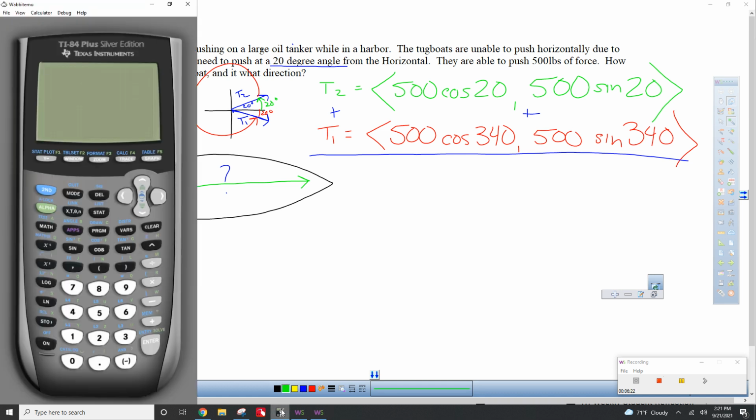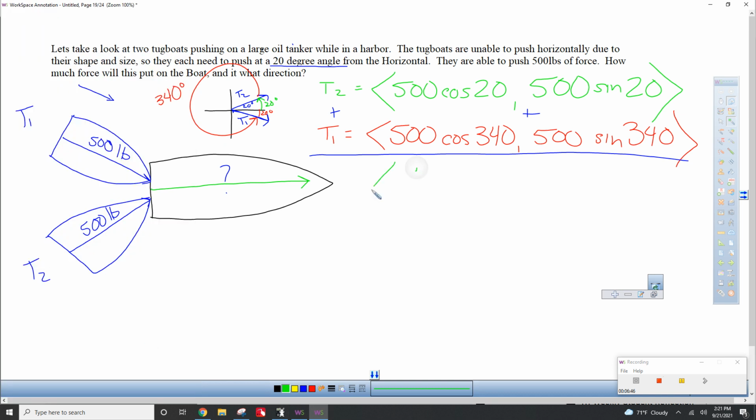And so then what I'm doing is adding the x coordinates. So I'm going to do 500 cosine of 20 plus 500 cosine of 340. And that's going to give me 939.7.